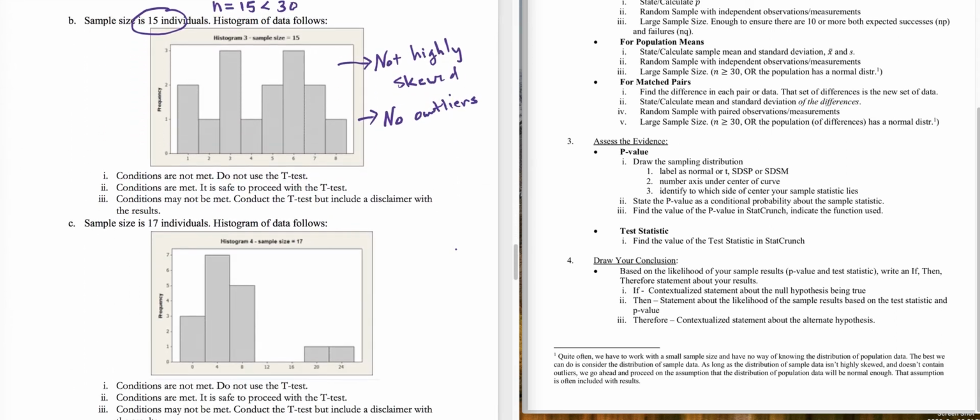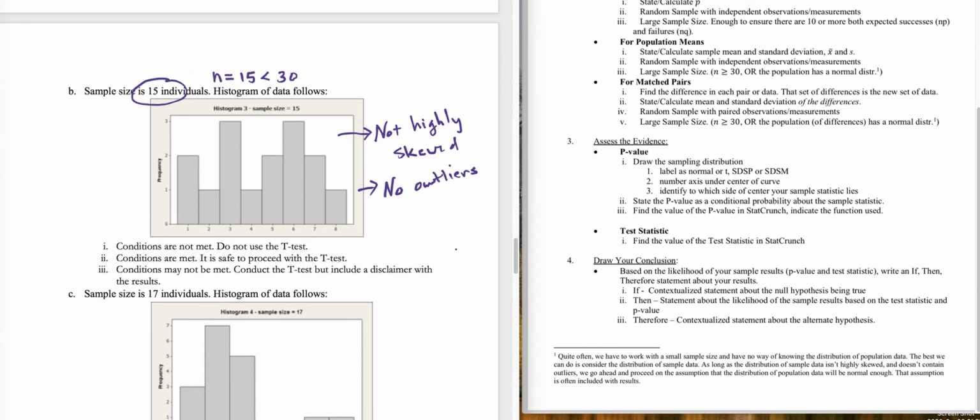Oops. Well, I already have this done from a previous try at my video, but let's take a look. This one has 15 individuals. My sample size, 15, is less than 30. So we do need to consider the distribution of our data. Though it's not bell-shaped, though it's not symmetric, it is not highly skewed, and that's good enough. We also do not see any outliers. There's no big breaks in this histogram. There's no data far away from the rest.